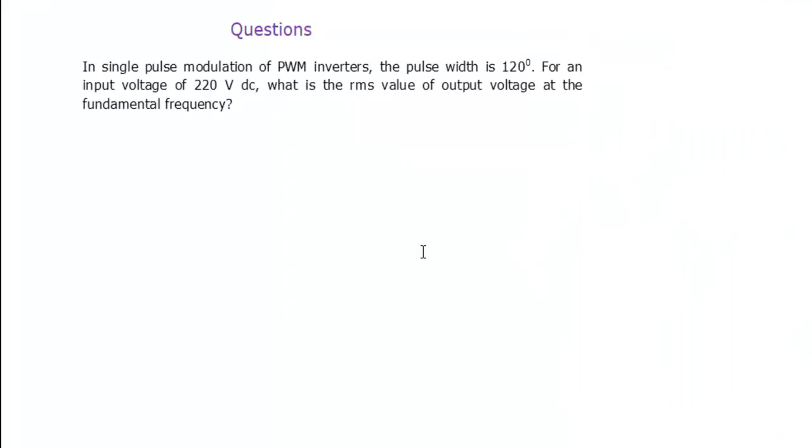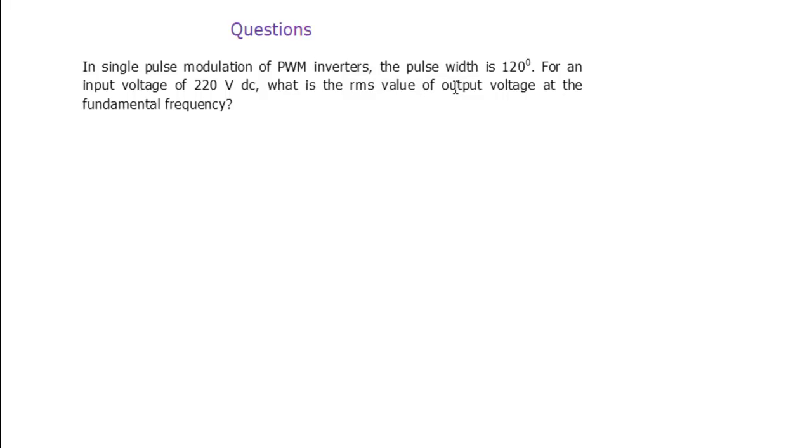So the next question is given like this: in single pulse modulation of PWM inverters, the pulse width is 120 degrees. For an input voltage of 220 volts, what is the RMS value of output voltage at the fundamental frequency? This question is related to the single pulse modulation technique. Here we need to calculate the fundamental voltage RMS value.